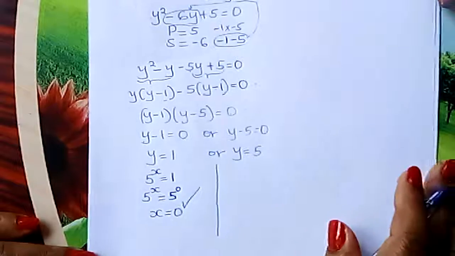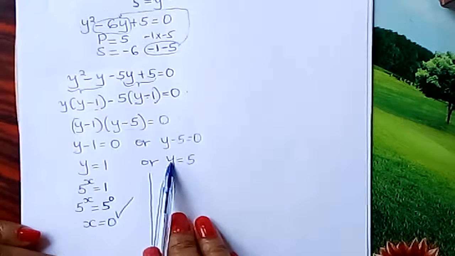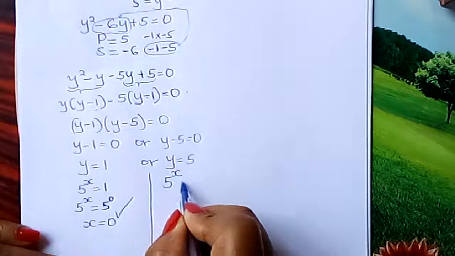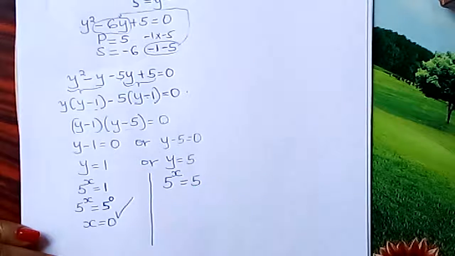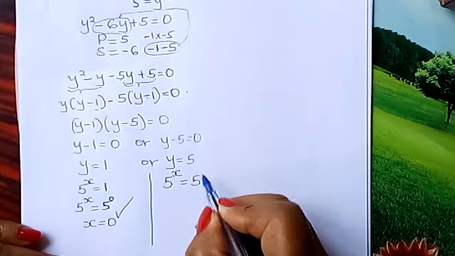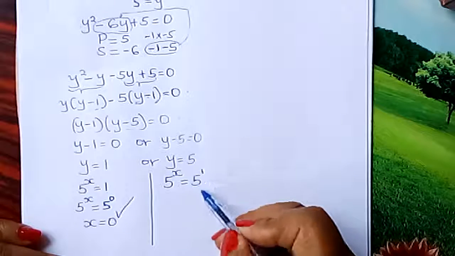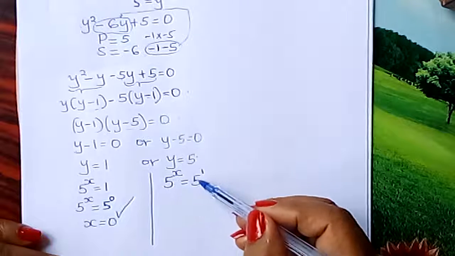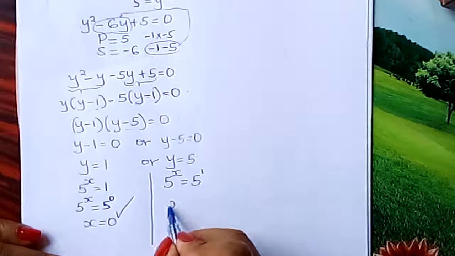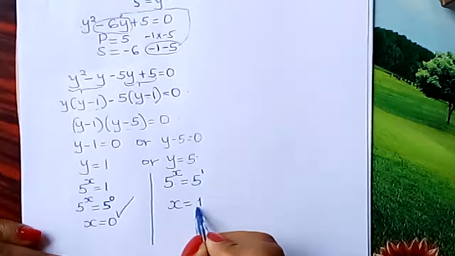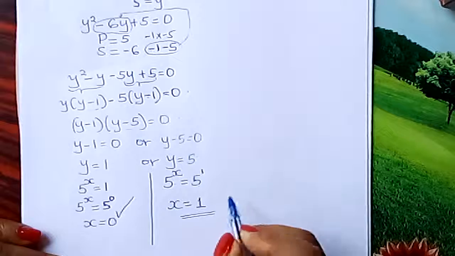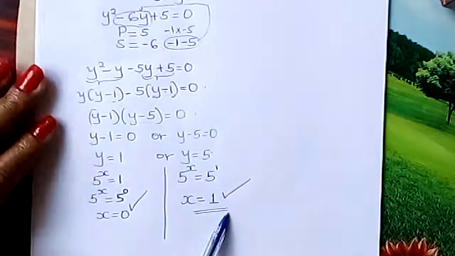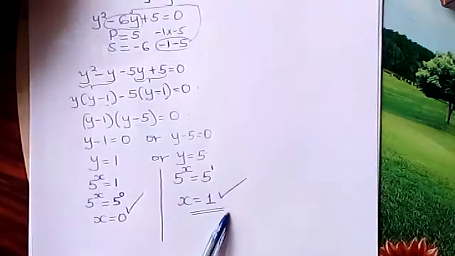We go to the other one here, learner. We have said that y is equal to 5. Again, our y is 5 raised to x, which is therefore equal to 5. This 5 is raised to what, learner? 5 is raised to 1. 5 raised to 1 is 5. And so common bases again, and therefore you equate the powers. So x is equal to 1 is the other value of x. So we have 2 values of x.